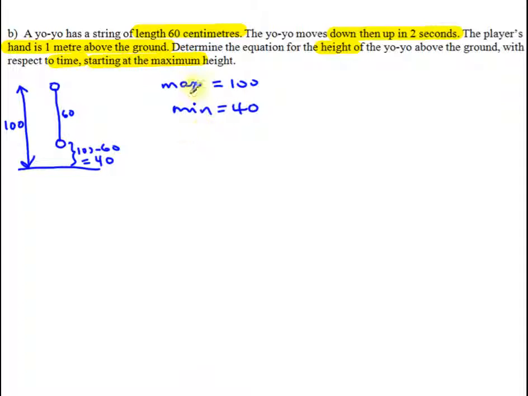Now once we have the max and min, we know that we can calculate the axis and the amplitude. The axis is the line between these two, so it's going to be the average. That's why we do max plus min divided by 2. Here we have 100 plus 40 is 140, divided by 2 is 70.